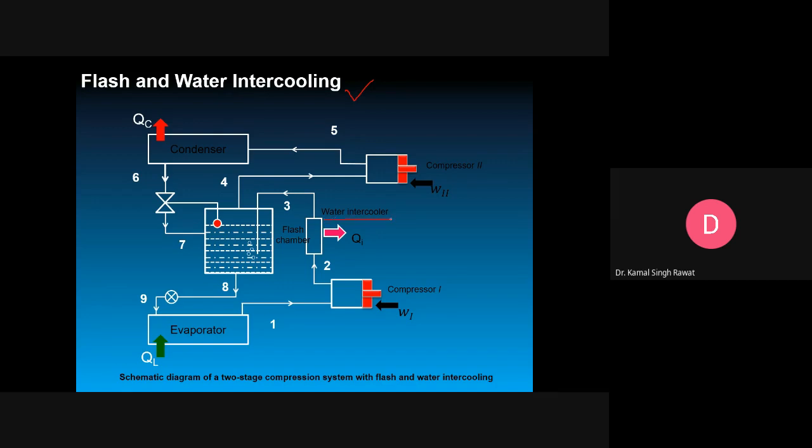This water intercooling is only used when the discharge temperature is too high. An example is ammonia. Ammonia has a very high discharge temperature. So when we do the numerical, we will see that the discharge temperature with ammonia is very high. In that case, we can use water intercooling. Okay, so let's discuss the working of the system.